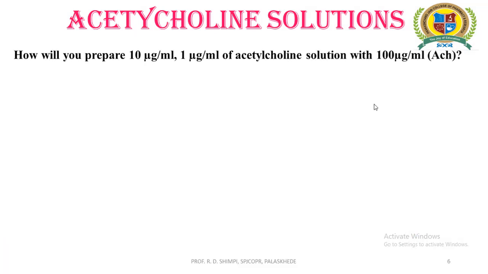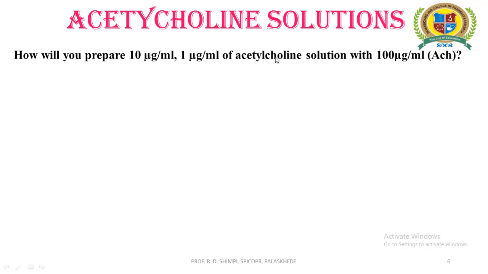So now friends, the stock solution has not been given. Instead, you are given a solution of 100 microgram per ml of acetylcholine, and you are asked to use this 100 microgram per ml acetylcholine solution to prepare 10 microgram per ml and 1 microgram per ml of acetylcholine solution. So how will you prepare that one?